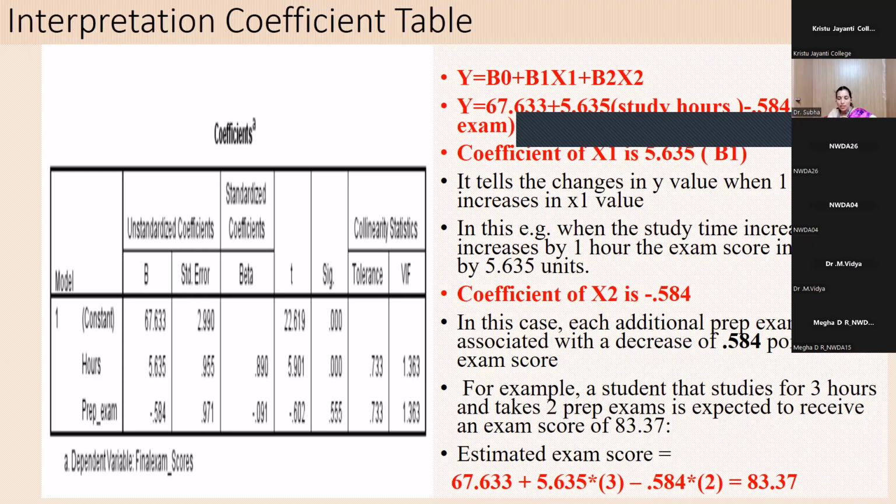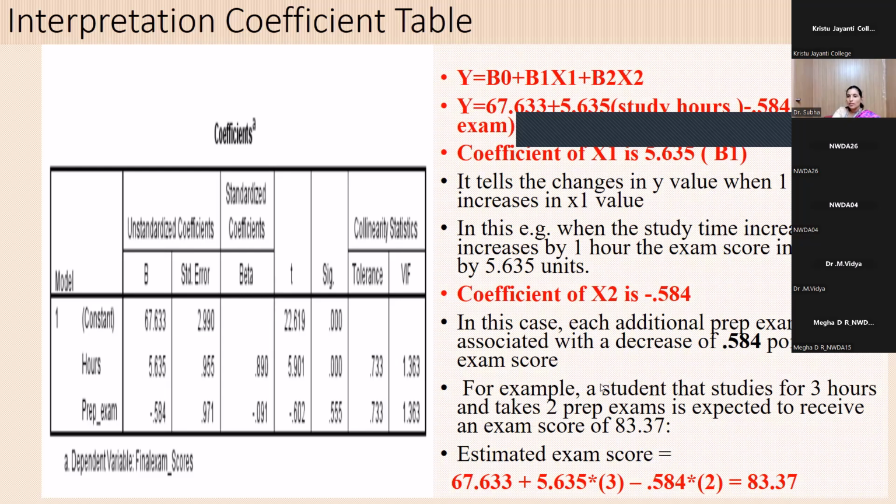You are simply substituting the values here. What is the value of x1? The student is studying for 3 hours, so you put 3 here, and the student has taken 2 preparatory exams. You are going to see how much impact it gives on his examination score. So if he has spent 3 hours and even if he has taken some preparatory exams, on the whole he is getting 83.37.